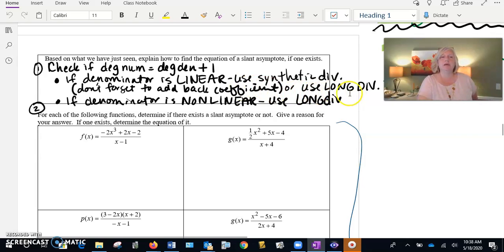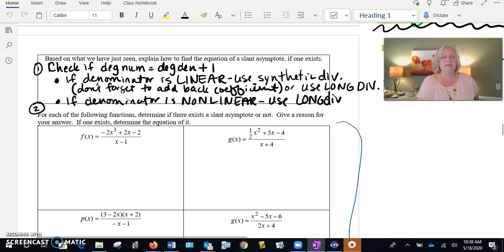However, I did want to talk about long division, because long division is useful and doesn't have the limitations of synthetic. It just is a little bit longer to do. I also wanted to point out that if your denominator is nonlinear and the degree of the numerator is one more than the denominator, you always have a slant asymptote. However, you can only use synthetic if that denominator is linear. So you do have to use long division. If you had a cubic divided by a quadratic, you would have to use long division. So I thought I would come back in and show you long division.